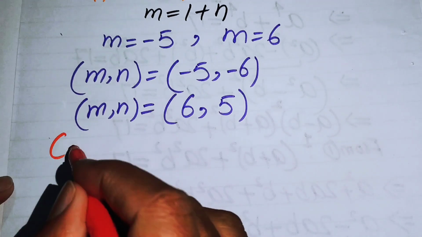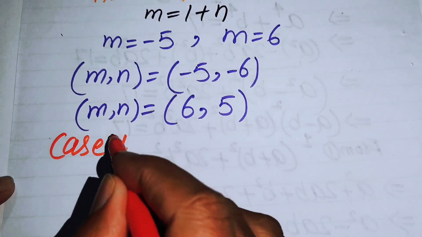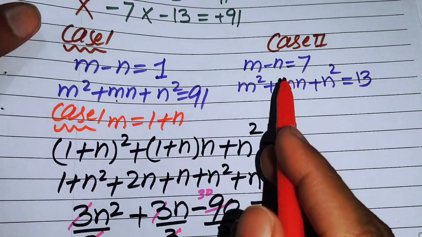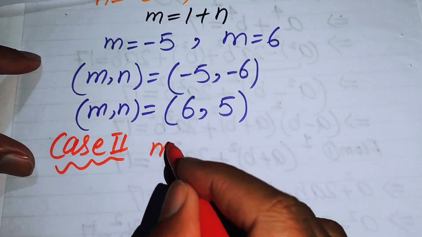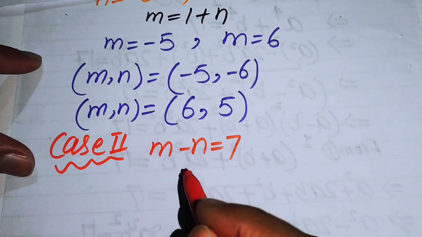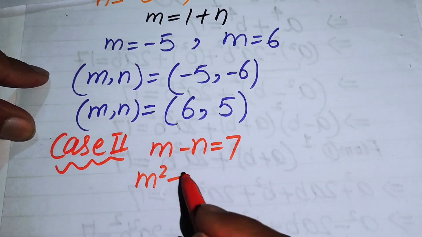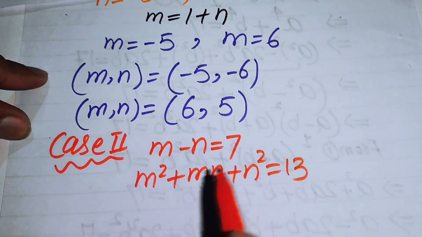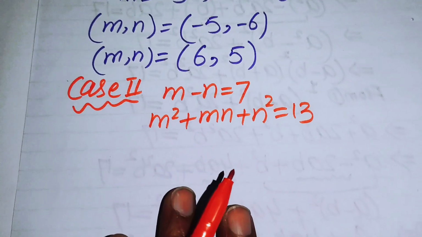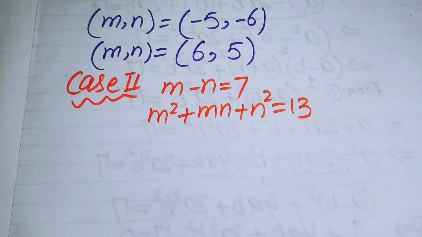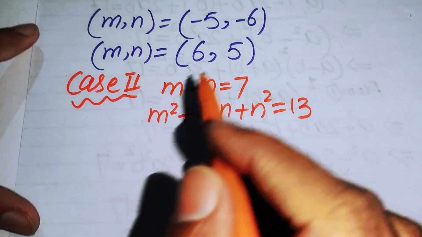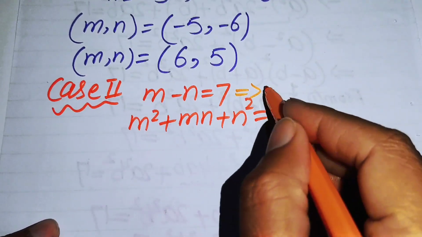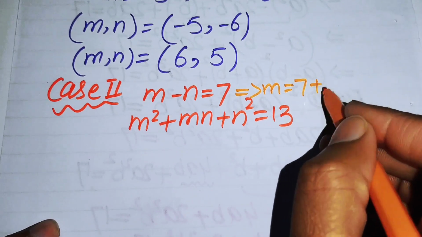So here I can first write our case number 2. This is the case number 2: m minus n equals 7, and m squared plus m times n plus n squared equals 13. So now we can solve this case and we get the values of m and n. Here you will first move this n to the right hand side and you get the value of m, and it is 7 plus n.